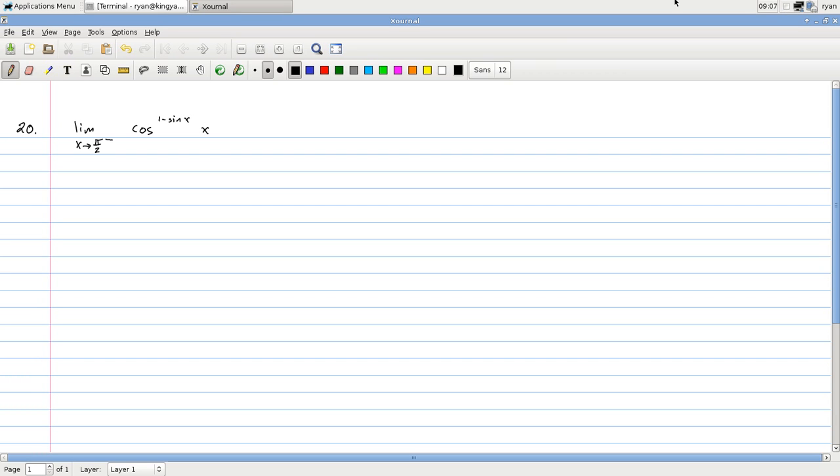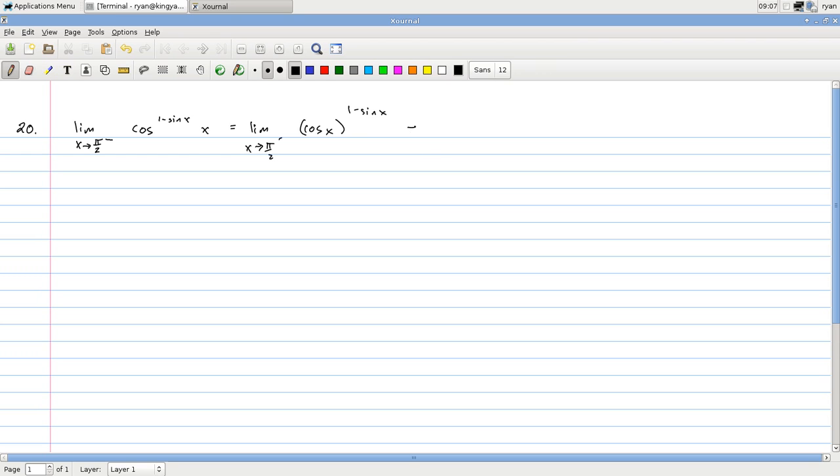Problem 20. Evaluate the limit as x goes to pi over 2 from the left of cosine x to the 1 minus sine x. First, we want to rewrite this. I don't like seeing this strange exponent here inside the cosine function. So we can rewrite this as the limit as x goes to pi over 2 from the left of cosine of x, because our angle is x, raised to the power of 1 minus sine x.